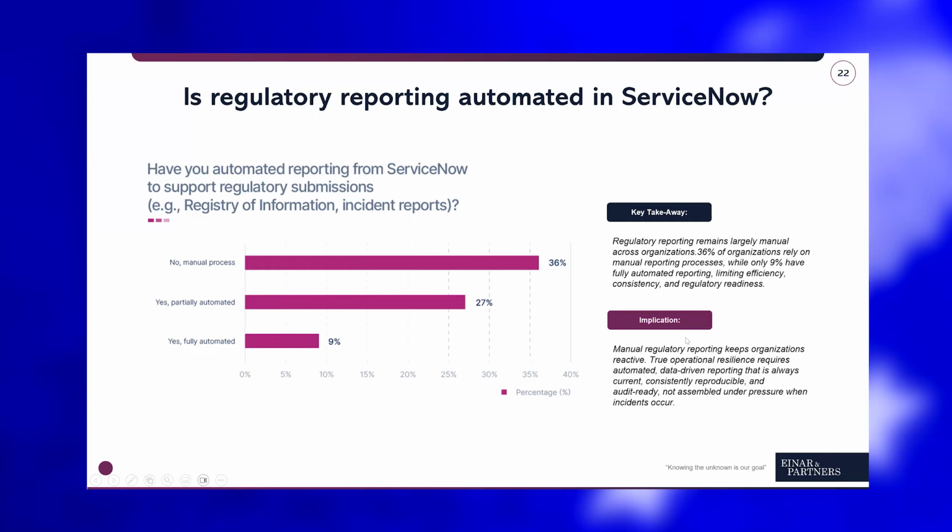So in a nutshell, manual regulatory reporting keeps organizations reactive. And our perspective from Einar Partners is that true operational resilience actually requires automated, data-driven reporting that is current, consistently reproducible, and which is audit ready. So not just assembled ad hoc, under pressure when the incident is occurring or has already occurred, then it's almost a little bit too late. But this level of reporting needs to be reliably consistent.